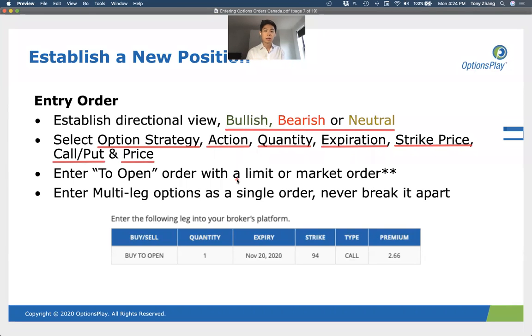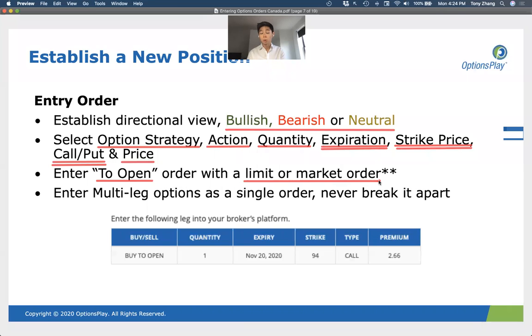So what you see here is that right off the bat, when you're trading an option strategy, there are a few additional parameters that you have to think about that you didn't have to remember when you're trading stocks. That's predominantly around the strategy, expiration date, strike price, and call or put. These are all new things that you need to think about when you're trading options. So you have new parameters that you need to enter on each options order. And make sure that whenever you're opening positions, they must be a to open order. And you can enter these orders either as a limit price or a market order. And this is dependent on just like your stock positions.